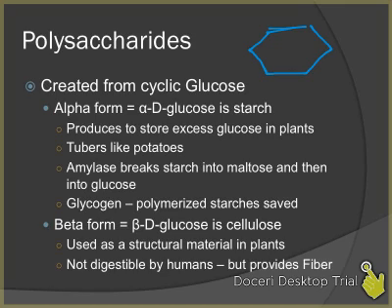Glycogen is basically polymerized starch saved. In our bodies, when we take all of this excess glucose and start to store it, we actually store it as glycogen. Basically what we do is put a whole bunch of glucoses together to make a starch and store it in that way. Then there's the beta form, which is beta D glucose. If you notice, alpha goes with this symbol, alpha, and beta goes with this symbol, beta, and these are Greek letters.